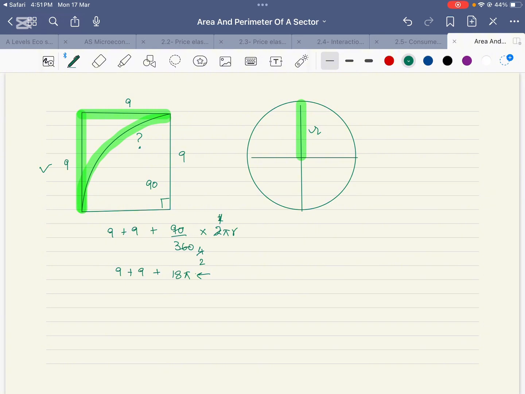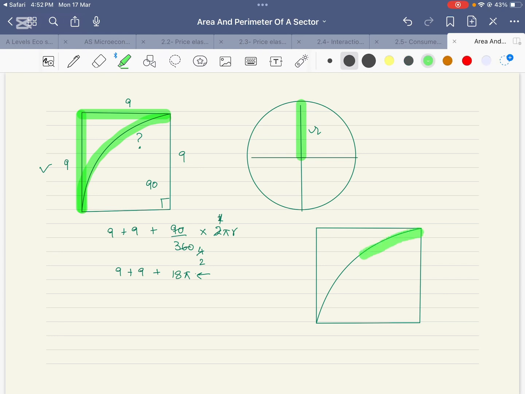Now for area, what do we do? For area, we have to first see that we have two figures. One figure is a square over here, and out of this square I am going to take out this much area, meaning the area of the quadrant. If I subtract the area of the quadrant from this square, I will get the remaining area, and I am interested in the remaining area which is non-highlighted. So let's see what to do.